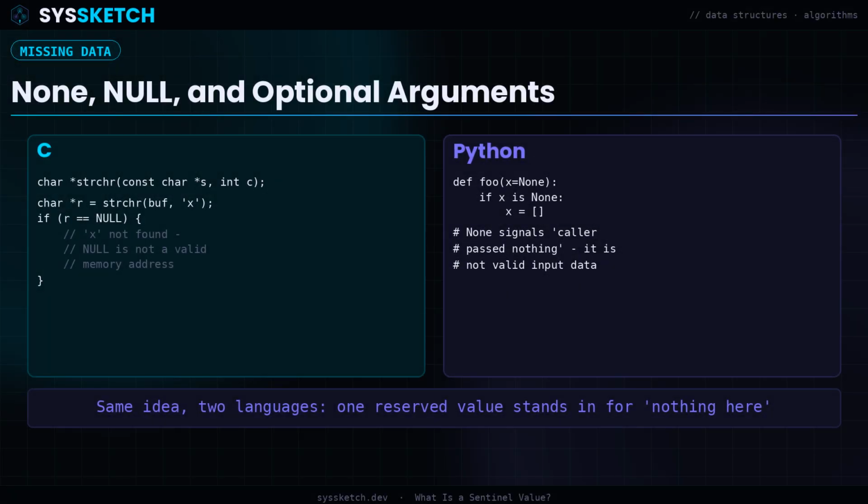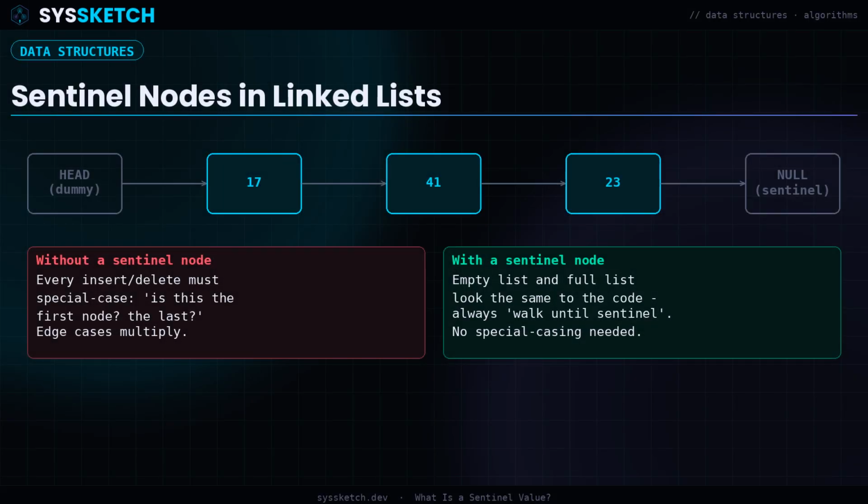The same idea shows up under different names depending on the language. In C, the function strchr searches a string for a character and returns a pointer to where it found it, or, if the character isn't there, it returns NULL. NULL isn't a valid memory address for real data, so it's completely unambiguous as a "not found" signal. Python's None plays the identical role for missing or default arguments. Different syntax, same underlying pattern. One reserved, unmistakable value stands in for "there's nothing here," so calling code can check for it explicitly instead of guessing at what happened.